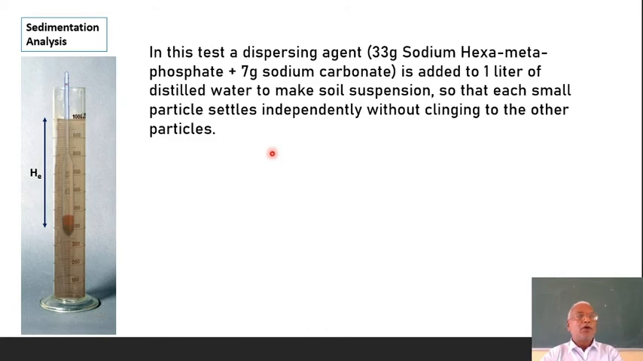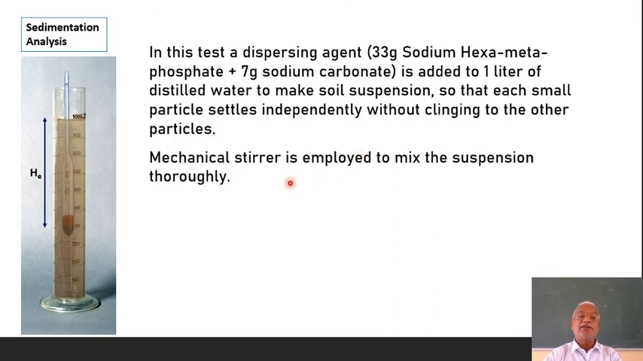If two or three particles come together, the total mass of that floc will be larger, and because of that they settle down. We will not be able to get the correct idea, because of that we add a dispersing agent, right? So that every small and big particle will be separate and independent, so that they will not touch each other or attract towards each other.